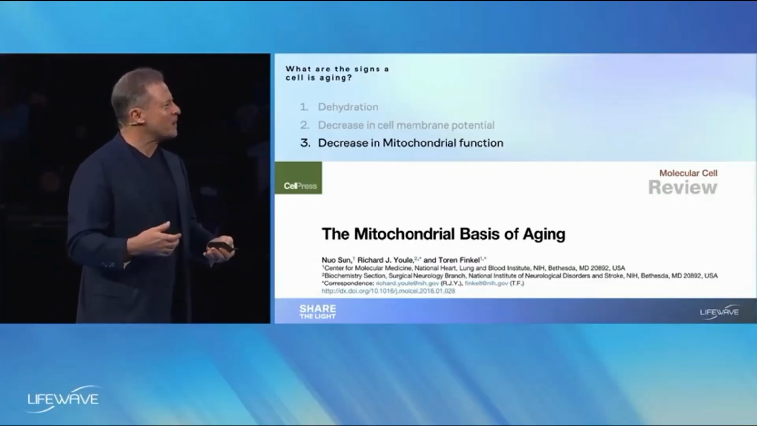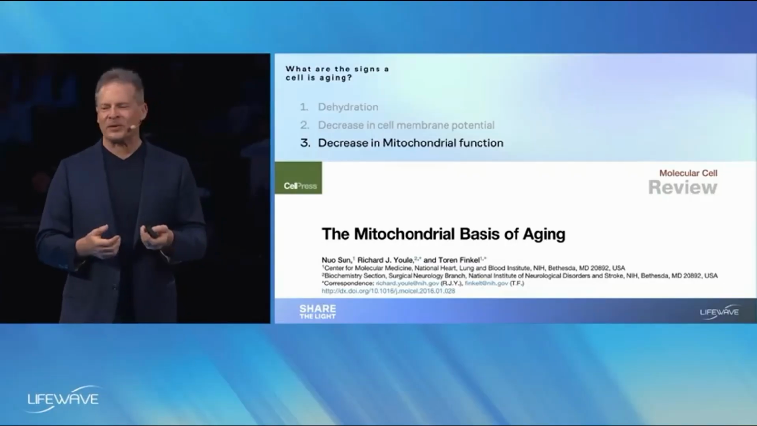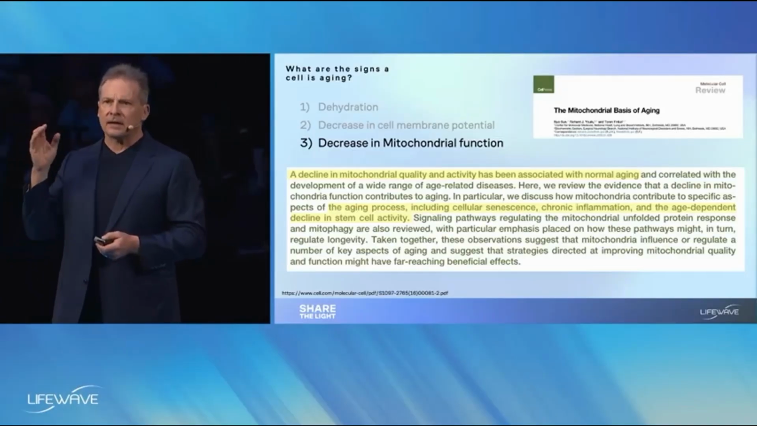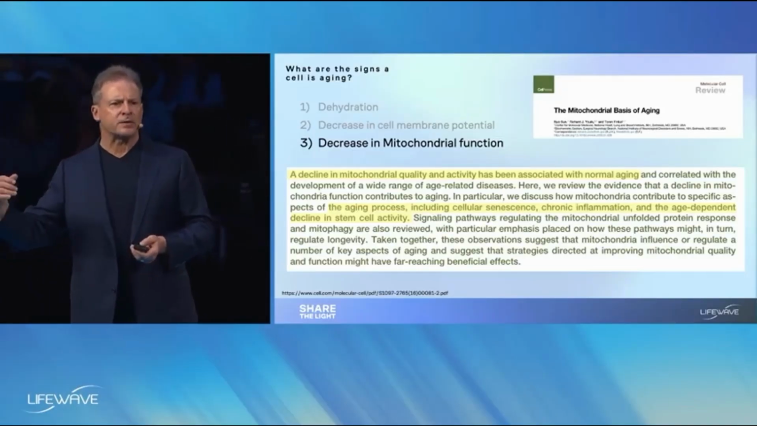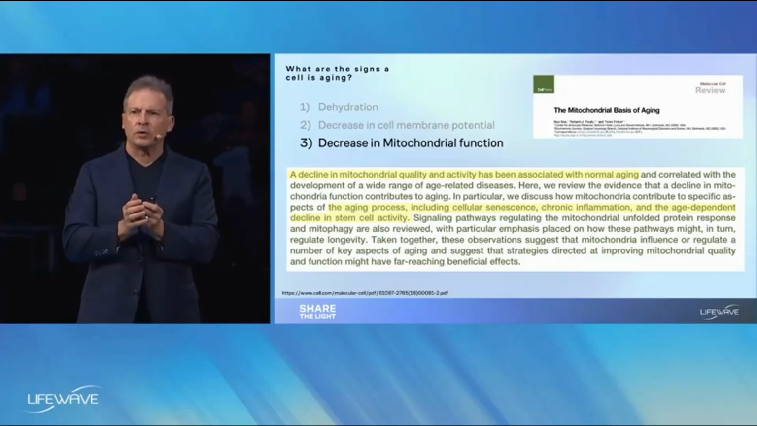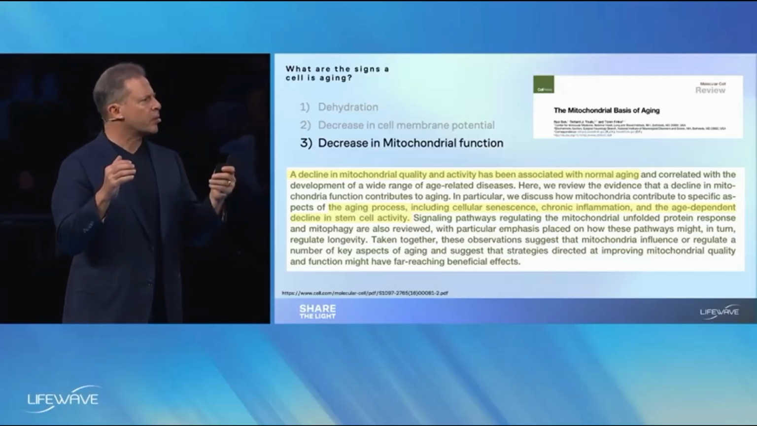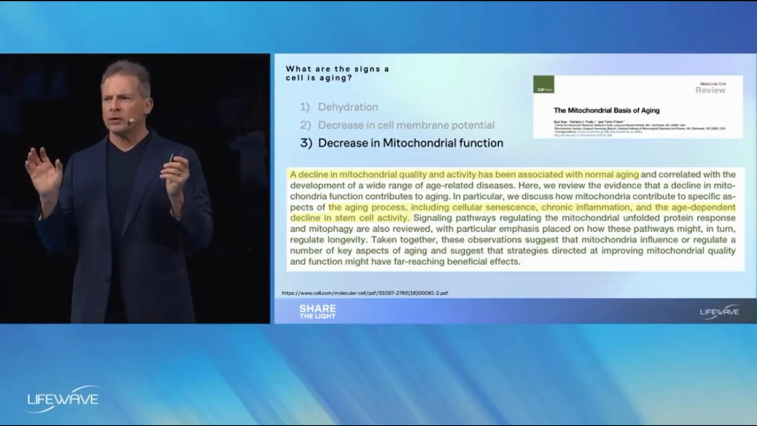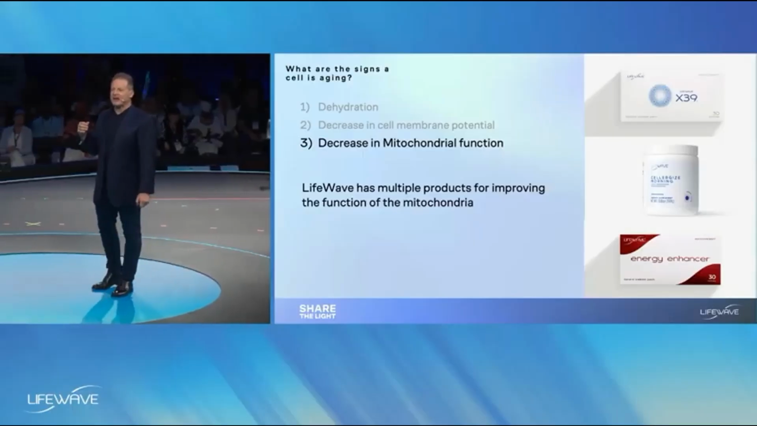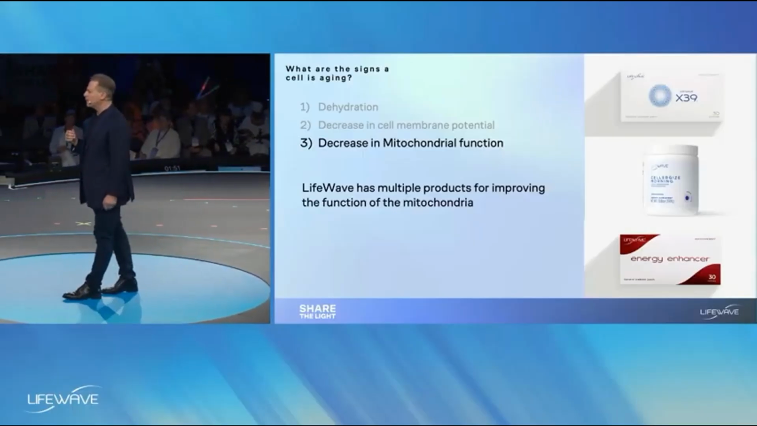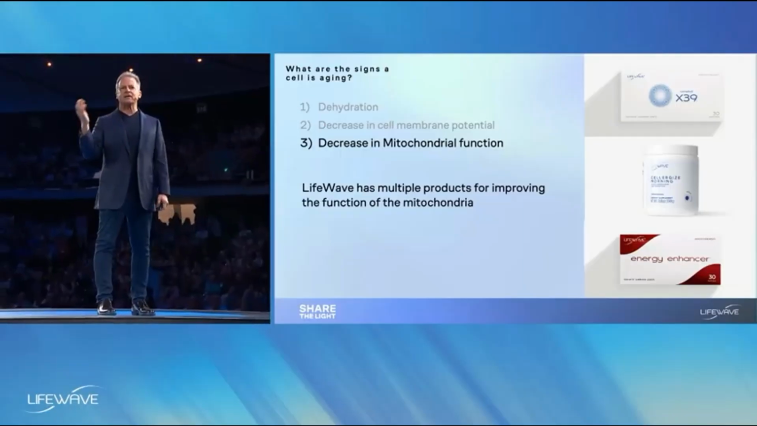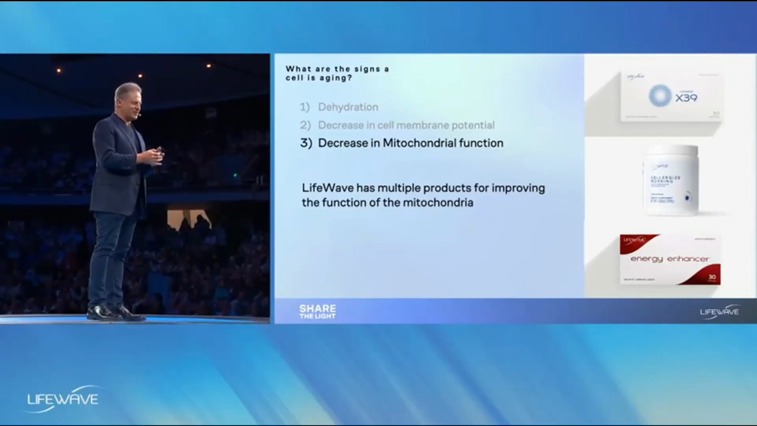So we have to increase our reserve of cellular energy, and that's going to happen in the mitochondria. And a decline in mitochondrial function is always related to aging. So keep that in mind. If you only had a strategy for increasing mitochondrial function, you would be way ahead of the game. And fortunately, we have many products that address this problem and improve mitochondrial function: X39, Energy Enhancer, Celergize, X2O, amongst others.